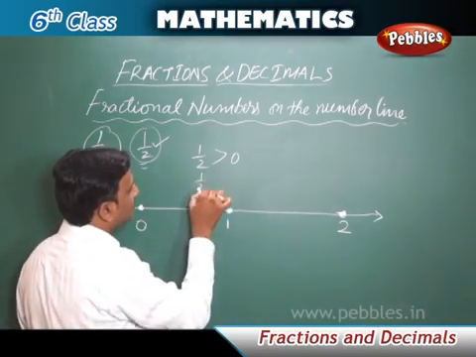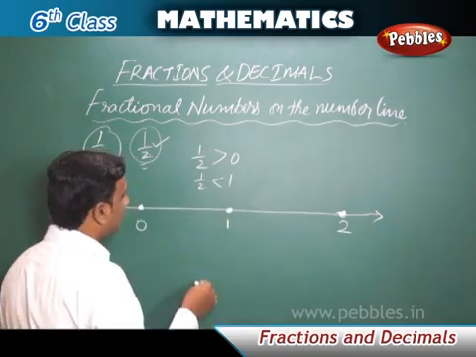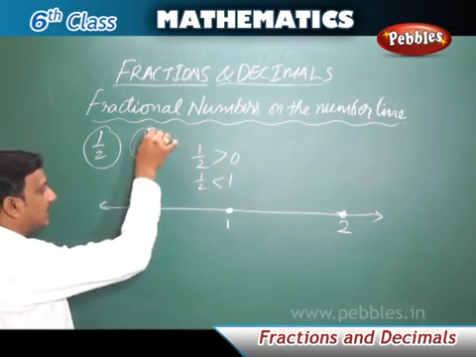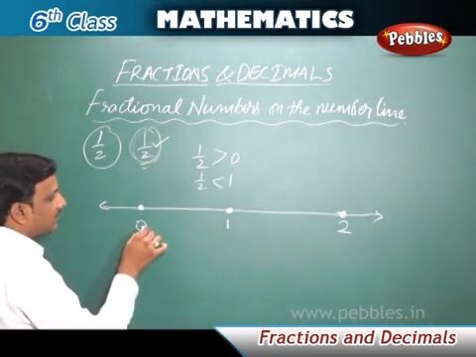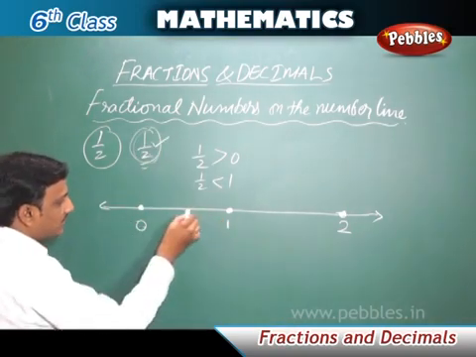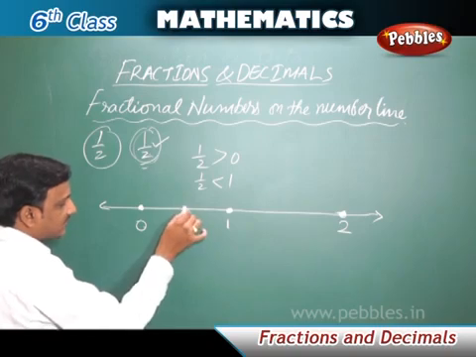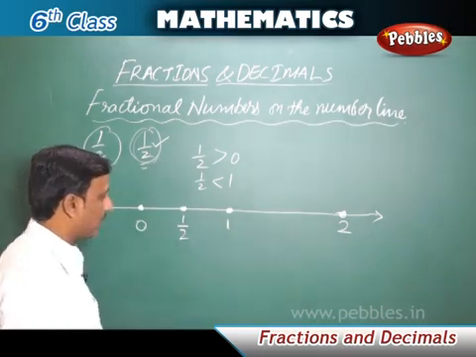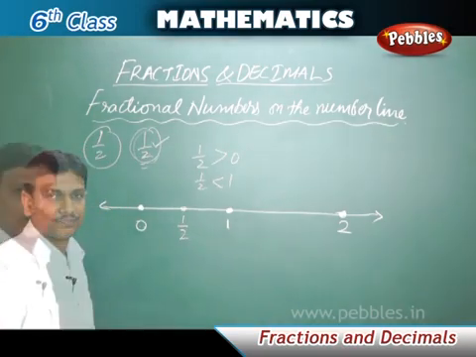And 1 by 2 is less than 1. That means it is lying between 1 and 0. So this 1 by 2 lies at equal distance from 0 to 1. So at equal distance, at the center point between 0 and 1, we can locate 1 by 2.